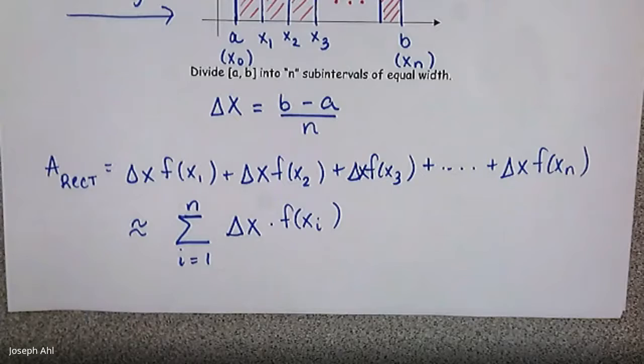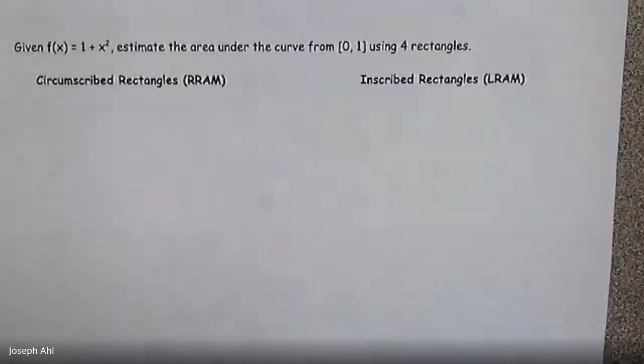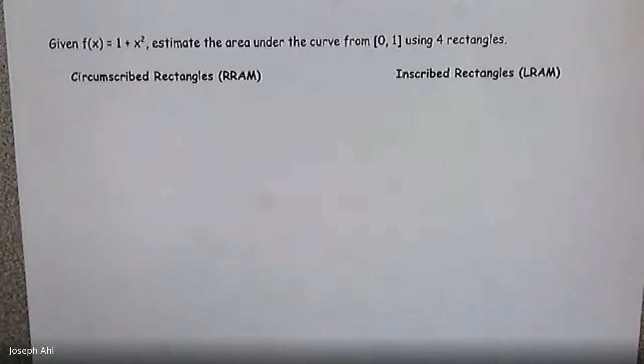Okay, let's take a look at what this looks like from two different perspectives. So if you look at the next example, we're going to look at 1 plus x squared, and we're going to estimate the area under the curve from 0 to 1, first using 4 rectangles. We're going to do this in two different ways. We're going to do this from a right rectangular approximation method. So that's what RRAM stands for. And we'll also do LRAM as well.